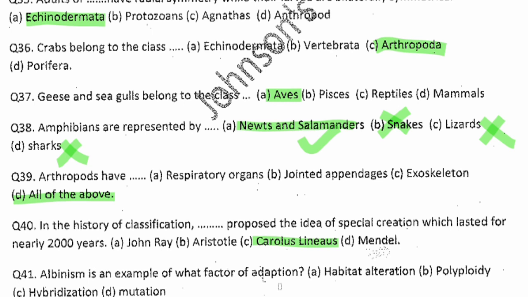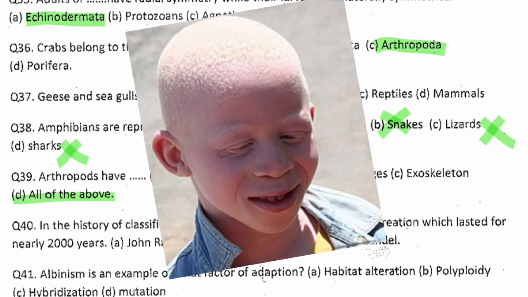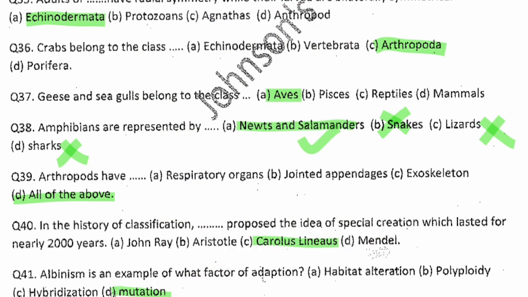Next question. Albinism is an example of what factor of adaptation? The answer is actually mutation. Albinism is a mutation in one of the genes involved in tyrosine metabolism, particularly tyrosinase, the enzyme.